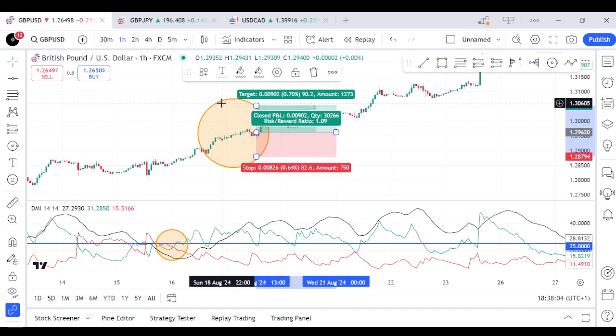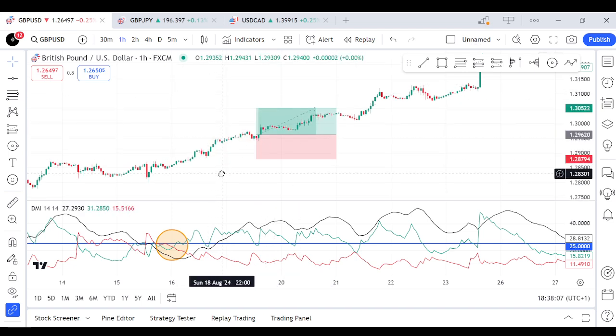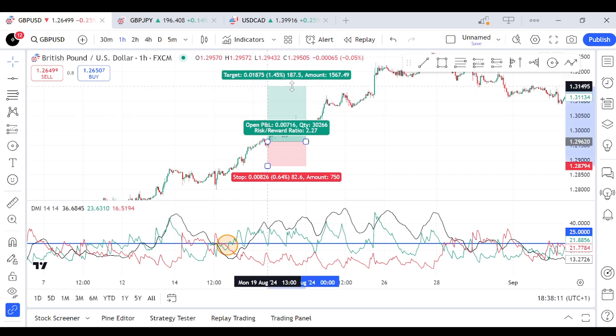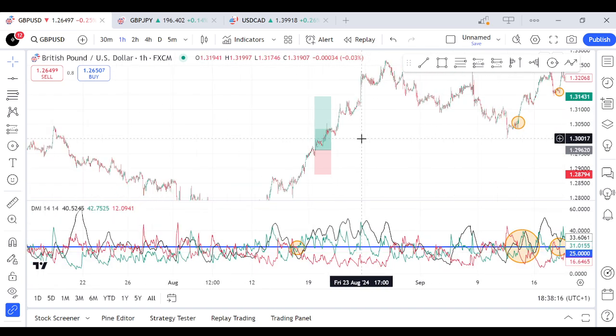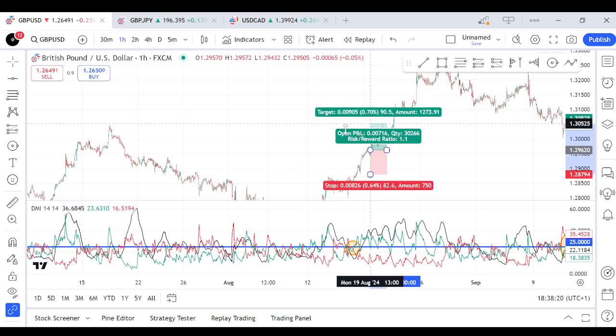Let me just remove this circle. Your stop loss right there, and take profit could be 1:2 or any one you choose. Some traders like to target significant resistance levels like this one.